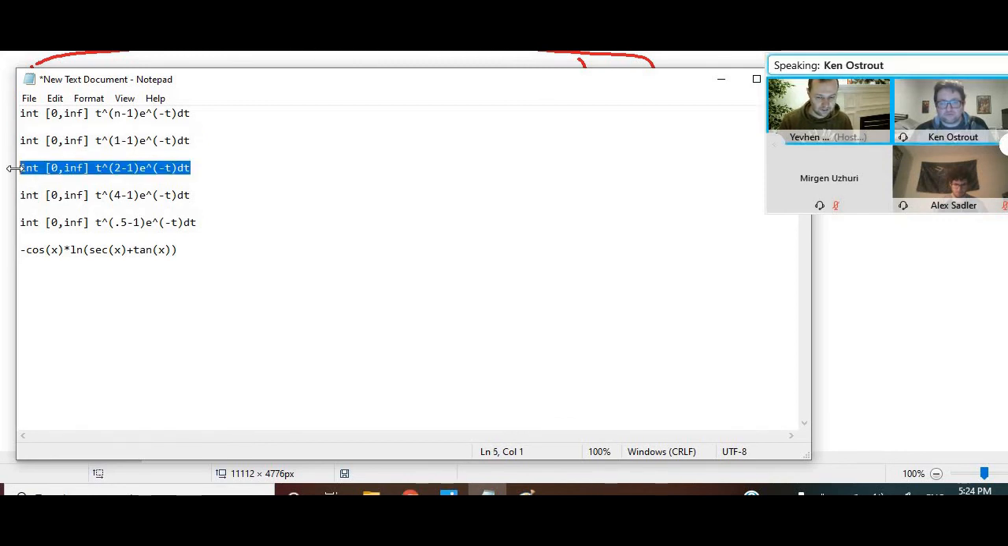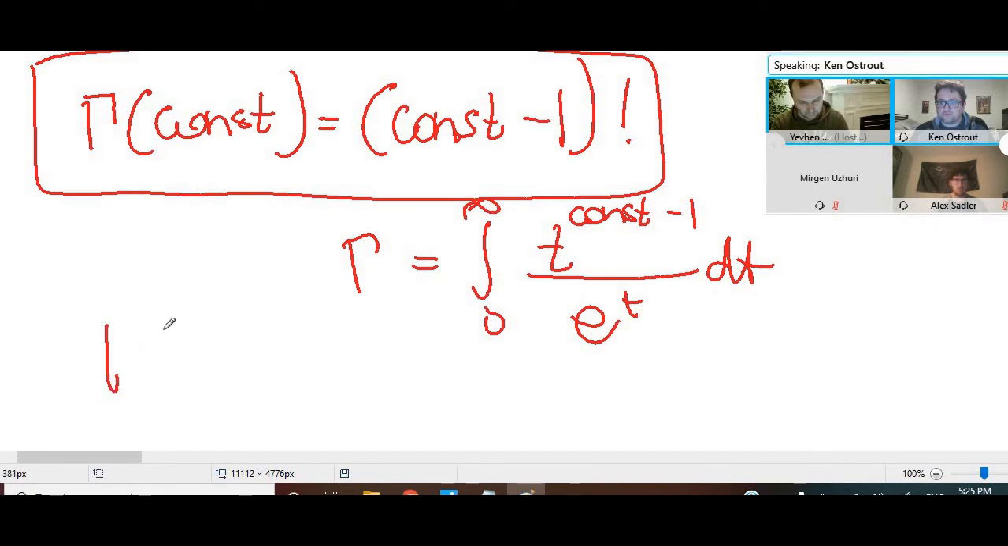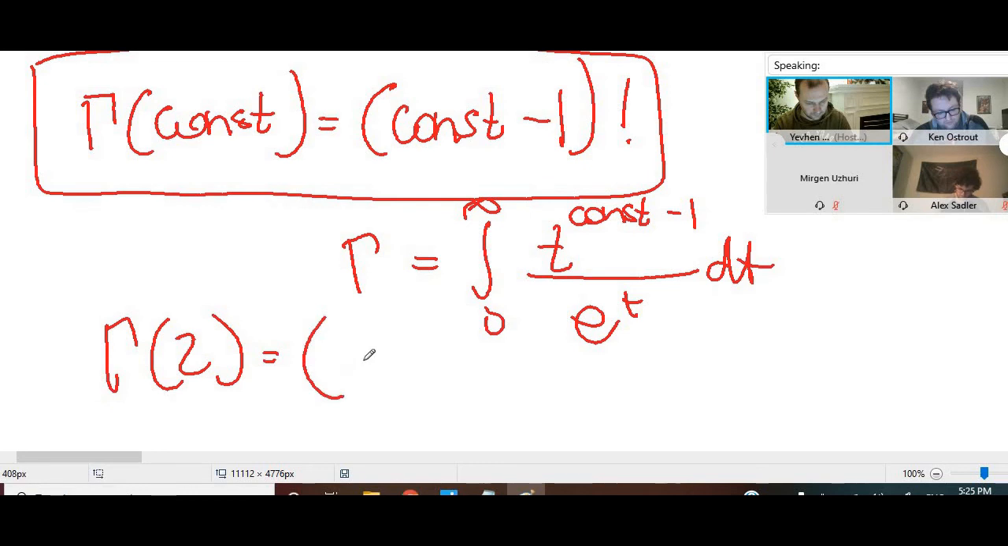Let's then see what the gamma of 2 is going to be. Well, the gamma of 2, by this formula, is going to be this constant, 2 minus 1 factorial, which is also known as 1 factorial. What is 1 times itself? It's basically 1, right? Am I making any sense?